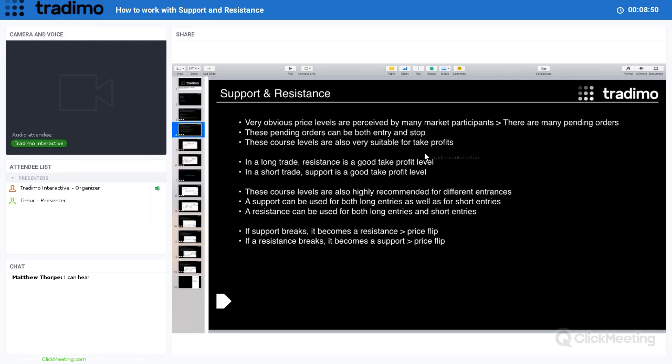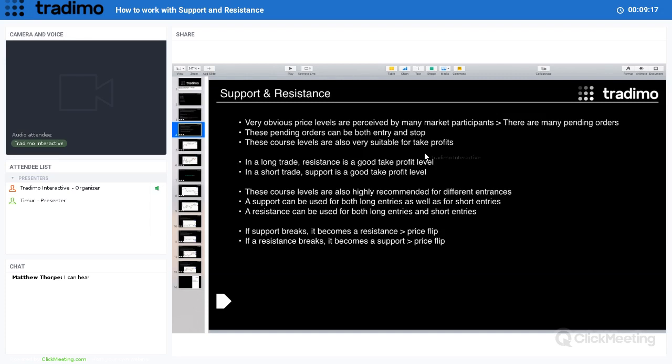And for these pending orders, it makes absolute sense to place orders for an entry, a stop, or a take profit at these areas of support or resistance. And in general, I can say in a long trade, resistance is a good take profit level, and for a short trade, a support level is a good take profit level.